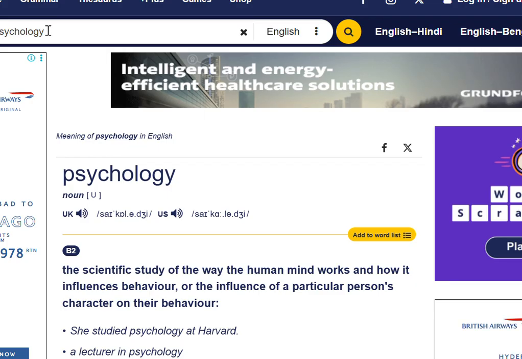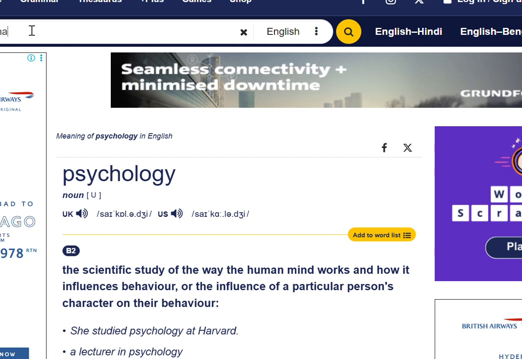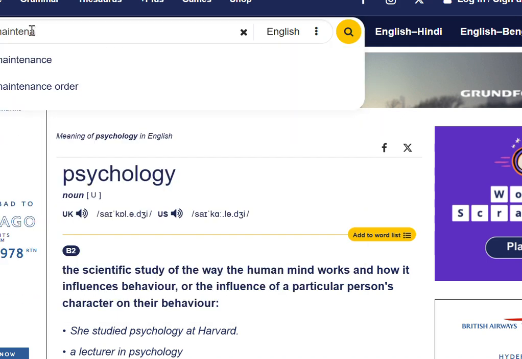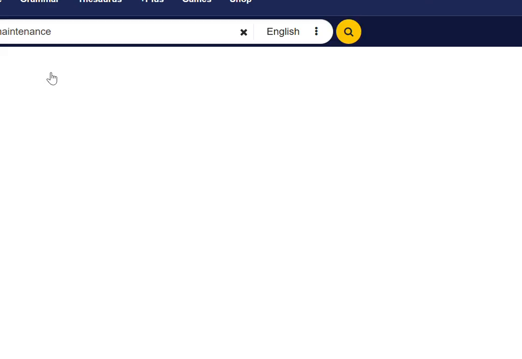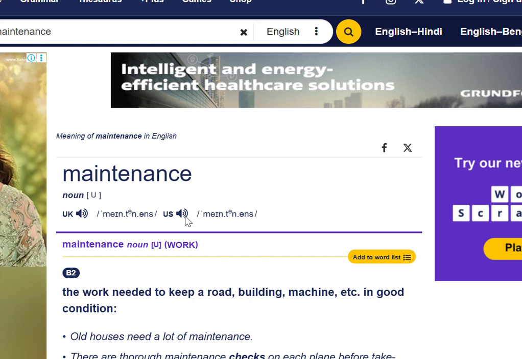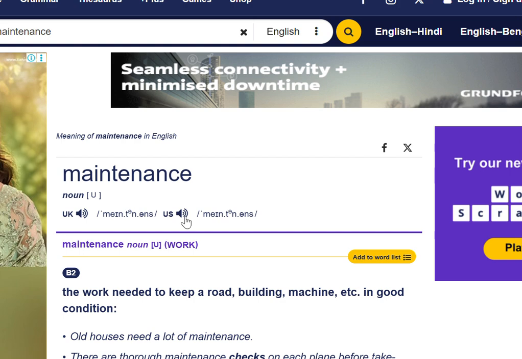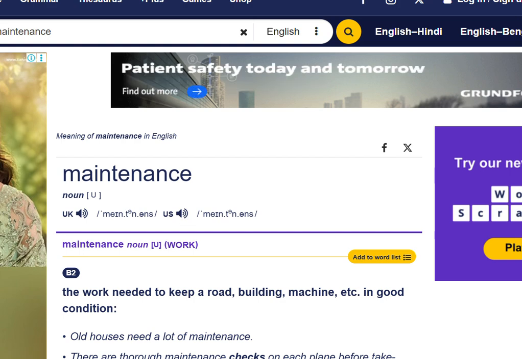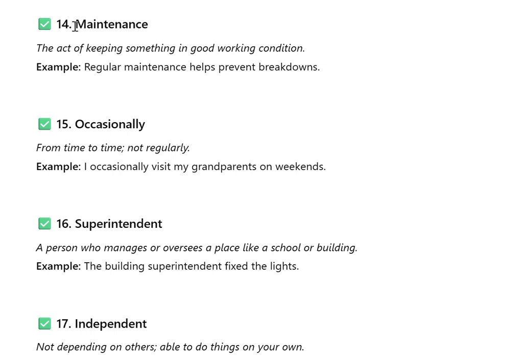Next one is this one. How many of you know this word? Yeah, this one is really a very important word. Maintenance. So in here the stress is on the first syllable, which is main. Maintenance.